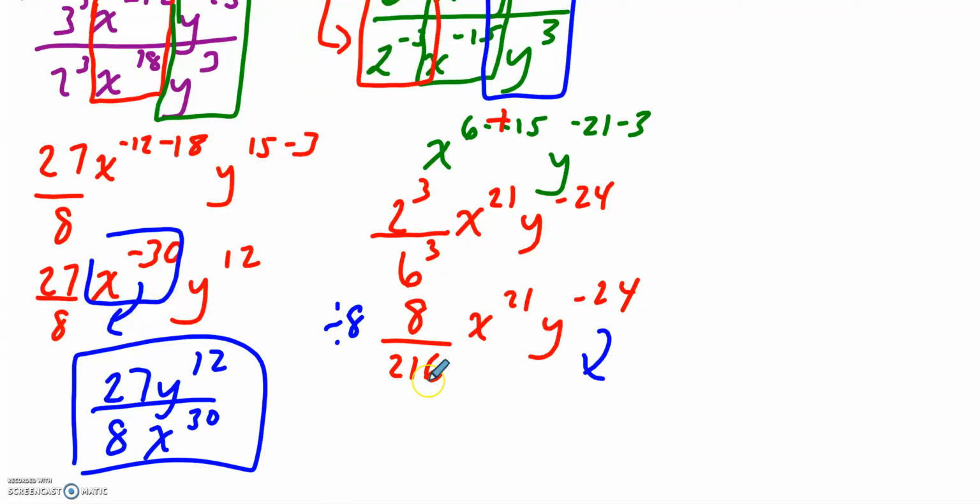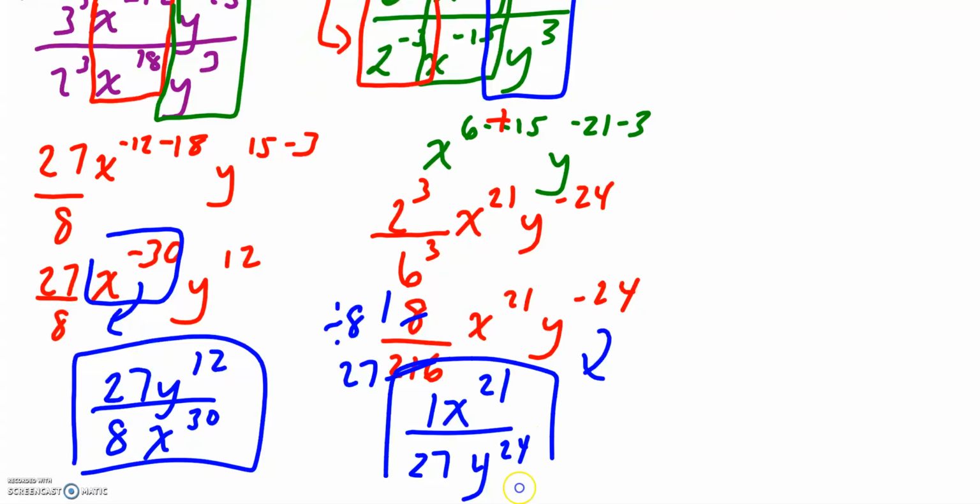So if you took an 8 out of both of these, you'd be left with 1, and 216 divided by 8 is 27. So I think the best way to write the final answer would be as follows. You would have a 1 on the top. You would have an x to the 21st on the top. In the denominator, you would have 27 now, because you reduced that. And the y to the 24th would flip downwards, and the exponent would become positive. And no, you do not need that 1 there anymore.